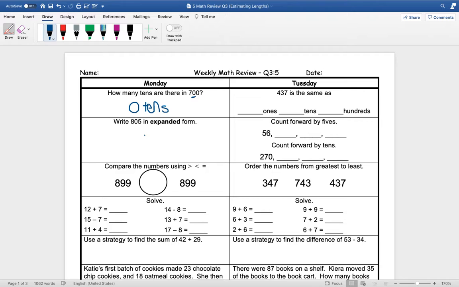All right, 805 in expanded form. We have 800. We have no tens, so we don't have to put anything for that. And then we have 5. So that's all we would put, the 800 plus 5.